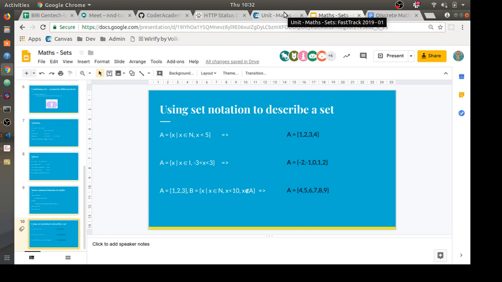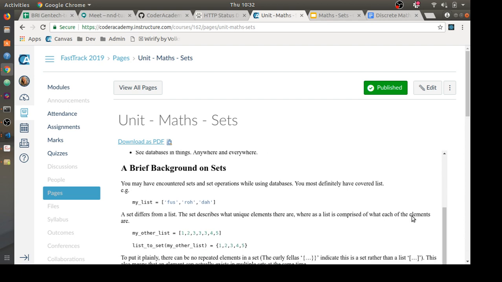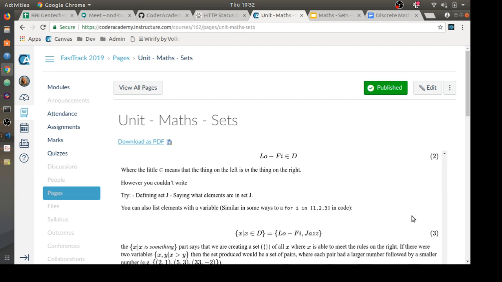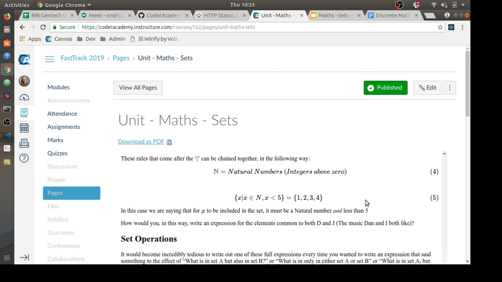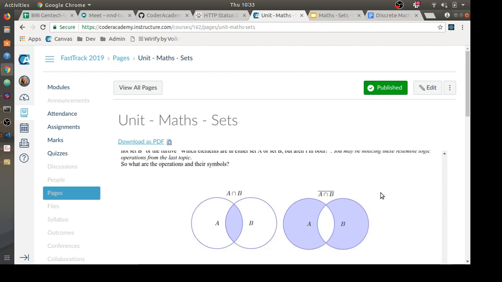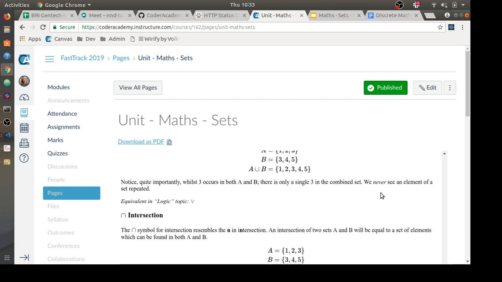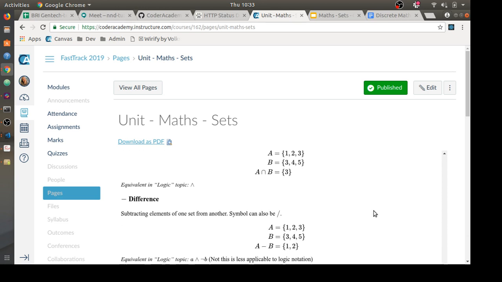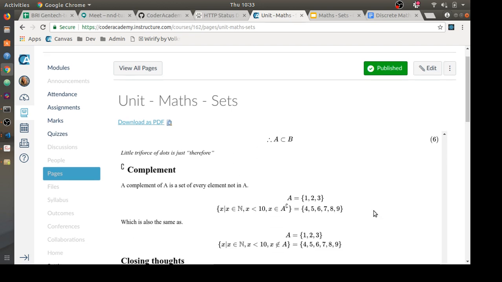And that's it. So if we have a look at what's in the Canvas unit, there's some other examples here that are non-math related. And then there are some math examples. So there's mention of natural numbers, and there's some set notation similar to what we just saw. There's a bit here about set operations and some Venn diagrams with examples, and then a description of the operations that we went through with some examples. A bit about subset.